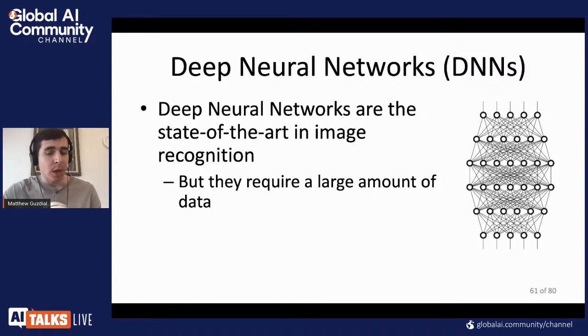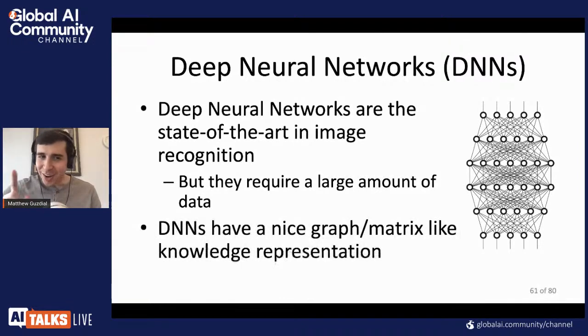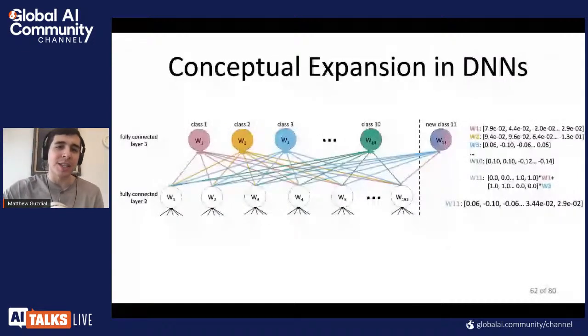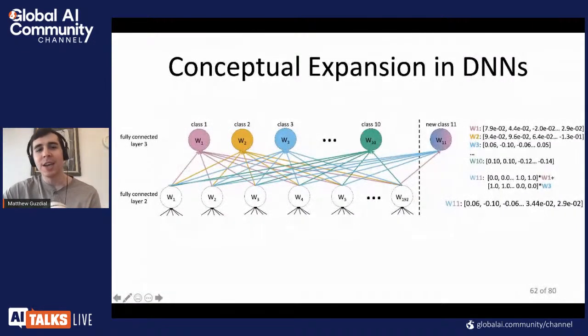So what do? Now, there is this thing where deep neural networks have a nice graph or matrix-like knowledge representation. And I just showed you the ability to recombine things that have a nice graph or matrix-like knowledge representation. So what if we recombined a neural network? So that's the idea here. We're going to run our conceptual expansion approach in deep neural networks to be able to recombine the existing knowledge in the neural network to be able to approximate a deep neural network for entirely new things.